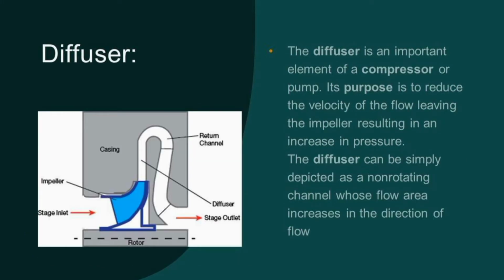Diffuser. Diffuser is an important element of a compressor. Its purpose is to reduce the velocity of the flow leaving the impeller, resulting in an increase in pressure.